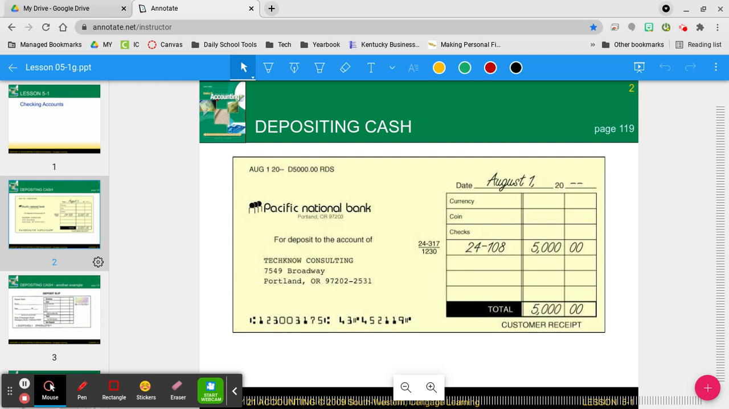So this is one type of deposit slip. Notice they have up here currency. Currency is your paper money or your coins, and then you list your checks. Now, they do things different. This 24-108 doesn't really give me a lot of information. That's the information off the check.